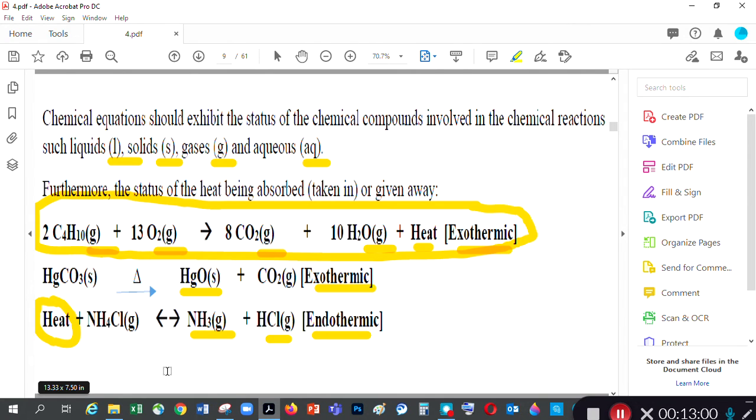If you look at this, mercury(II) carbonate is solid, mercury(II) oxide is solid, CO2 is gas. So we are stating the whole thing. Ammonium chloride gas gives you ammonia gas and HCl gas. And we give the heat, whether it's exothermic or endothermic.